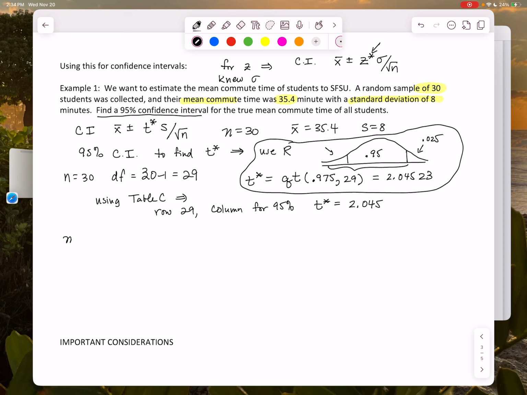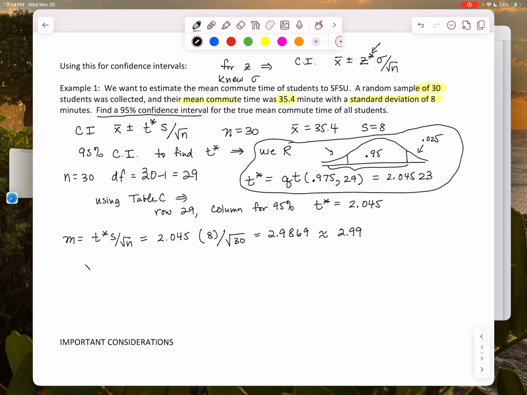So for this one, my margin of error, which is t star times s over the square root of n. t star is 2.045, s happens to be 8, and the sample size is 30. And so I get 2.9869, and I'm going to round to 2 decimal places.